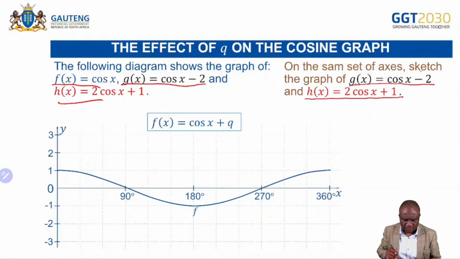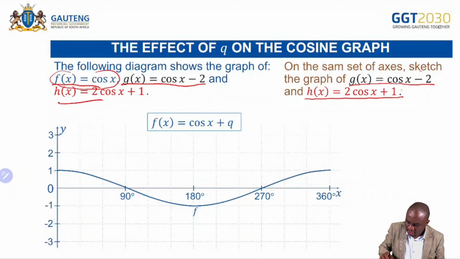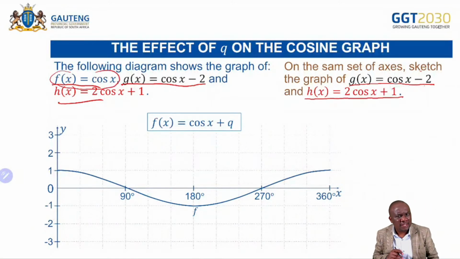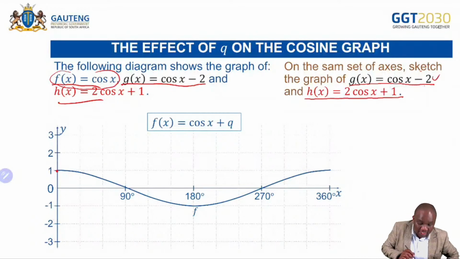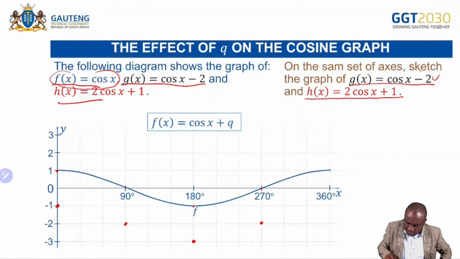Let's start with g of x from f of x. So cos x minus 2. What is the meaning of that? Our q is -2. It means every y point of f of x must go down by 2 units. So this point must go down by 2 units, so it should be here. This point must go down by 2 units, so it should be here. This point must go down by 2 units. It should be here. And then this point must go down by 2 units. It should be here. That is for g of x.